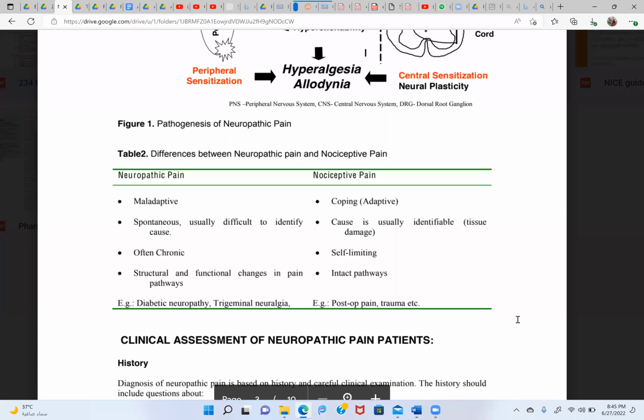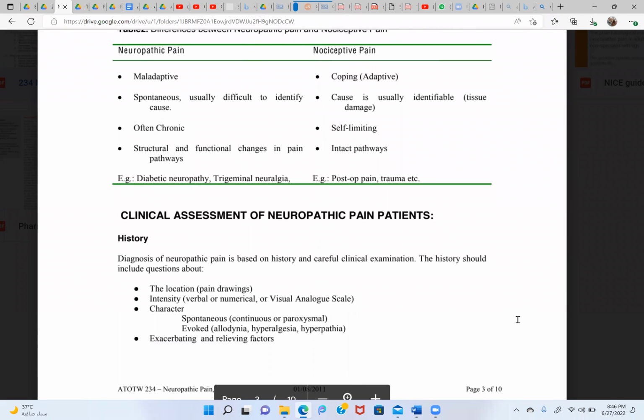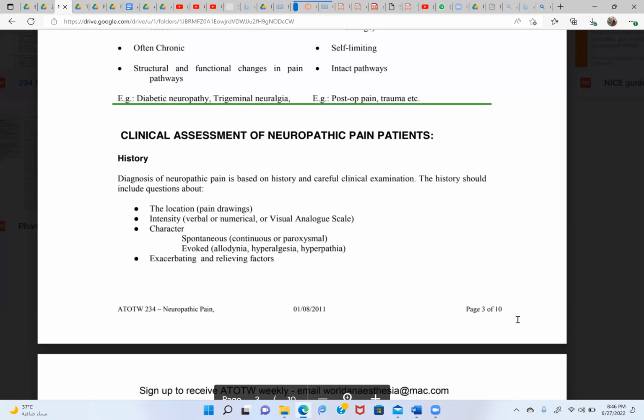So this is just a comparison. Neuropathic pain is maladaptive, spontaneous, and usually the cause is difficult to identify, it is vague and not clearly identifiable. Nociceptive pain is adaptive and clearly identifiable. Usually it is self-limiting and responds to normal analgesics. Neuropathic pain is chronic, and there is damage to the pain pathways, whereas here the pain pathways are intact. The disease which we will be studying today has two components, one related to nociceptive pain and the other related to neuropathic pain. Okay, so I will leave it here, because this is the basic concept we need.